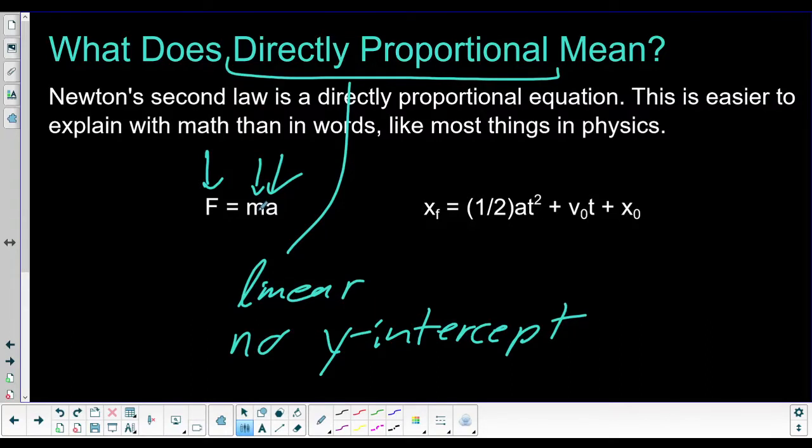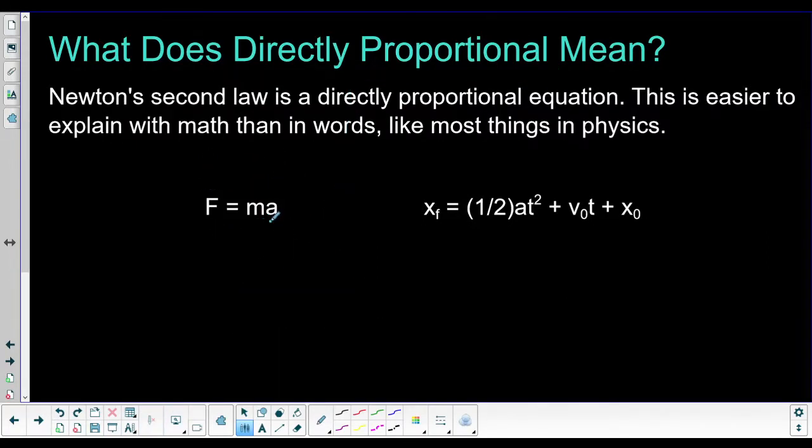If you double the mass, you double the force required to have the same acceleration. If you double the acceleration that's happening to a mass, that means you applied twice as much force. If you cut the force in half, your acceleration will also be cut in half for the same mass. If you cut the force in half, you have to cut the mass in half to keep the same acceleration. So you can do a lot of really quick problems by knowing this is directly proportional.